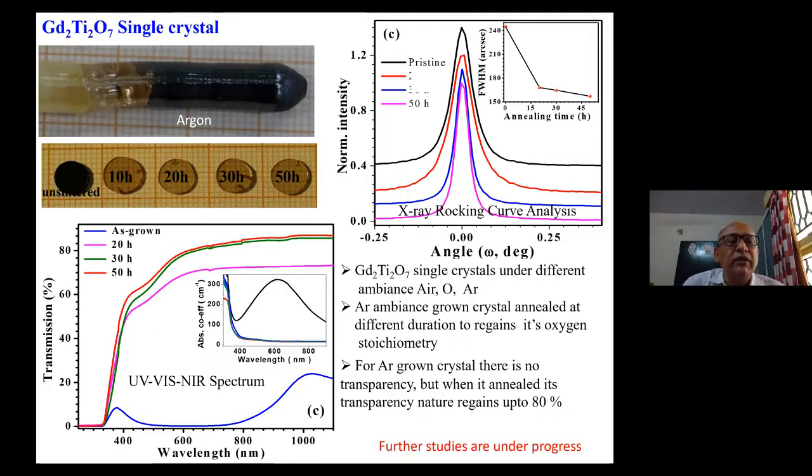This shows the single crystal of gadolinium titanium oxide, where UV and NIR measurements have been done. Look at these crystals, how nicely they have been grown with this kind of atmosphere using the floating zone technique. Then this shows the rocking curve analysis of the single crystal with various ambiences. The argon ambience grown crystal regains its oxygen stoichiometry. Oxygen stoichiometry is very important for its properties. But for the argon grown crystal, there is no transparency. When it is annealed, the transparency changes to 80%. Still, this is not published. Further studies are in progress.